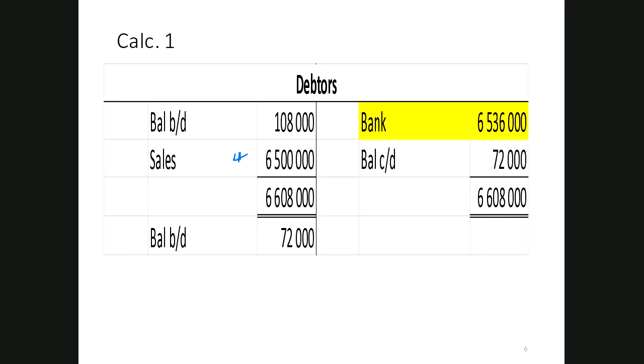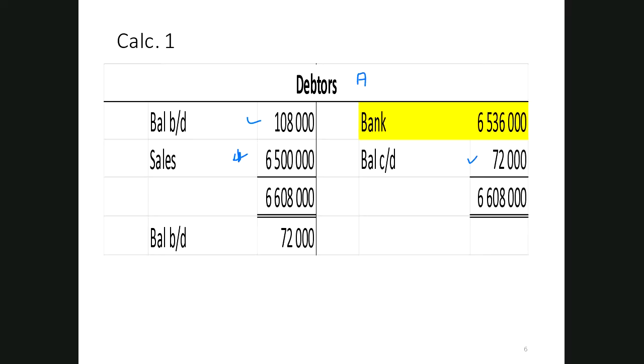Your debtors account gets debited. These are amounts that were owing by customers, and sales is the amount that would have been credited. So the 6.5 million is what was owing by customers, and we were given that information. They also gave us the opening balance. Debtors at the beginning of the year owed 108,000. So now just think about debtors. This is an asset, always has a debit balance. We start off with 108,000. We end with 72,000, okay?